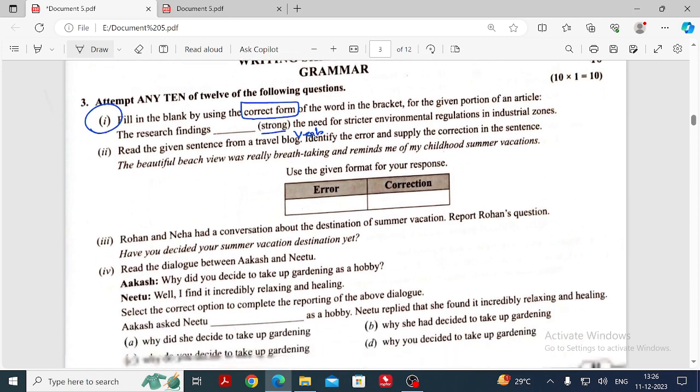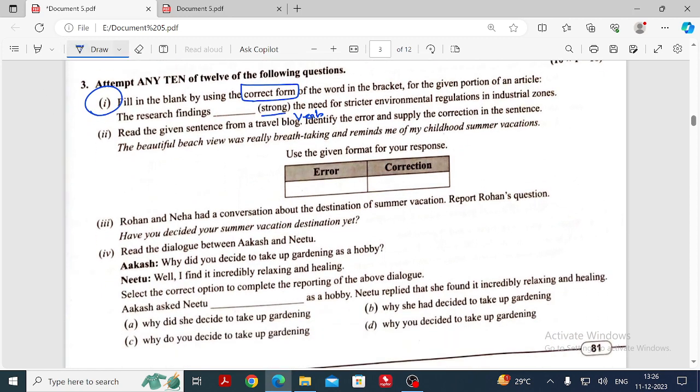Let me get into another question, but I need a reply. The last question, after the break we have discussed, right? Same like that, discuss and come out with the answer. Okay, see the next question. Again error spotting: the beautiful beach views was really breathtaking and reminds me of childhood summer vacations.